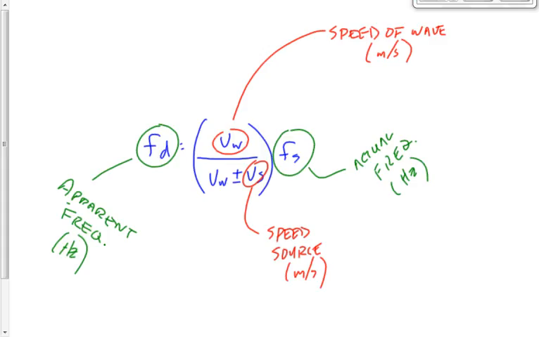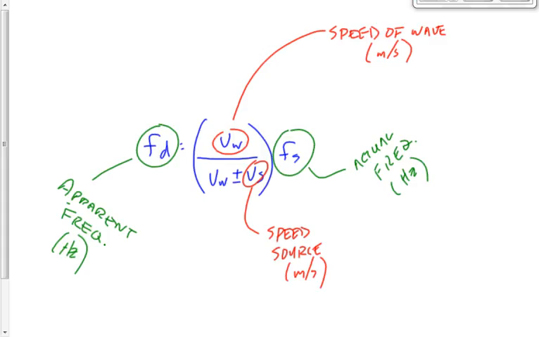Cody, what is it? Do you remember this, or do you figure it out? Oh, you remember? Good, good. What is it, Cody? Okay. If it's coming towards you, it would be VW minus VS. If it's going away from you, it would be VW plus VS.